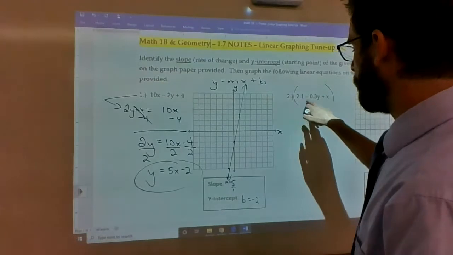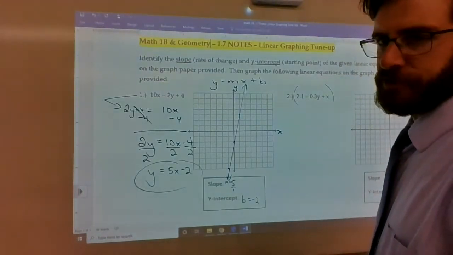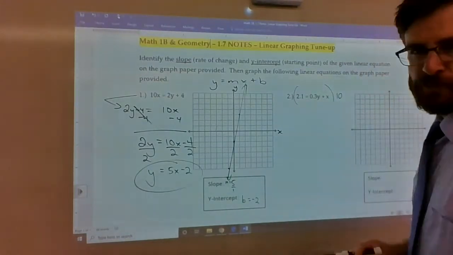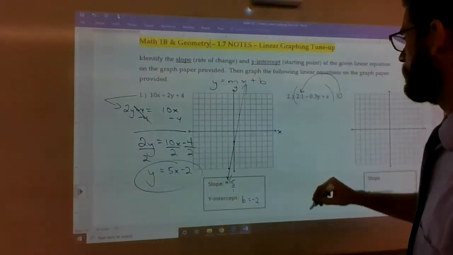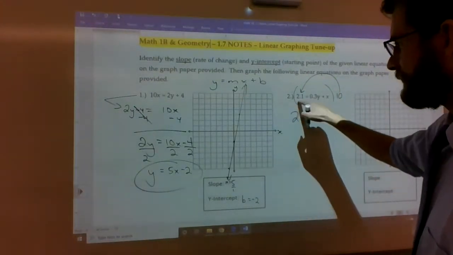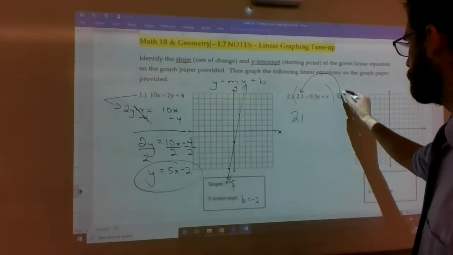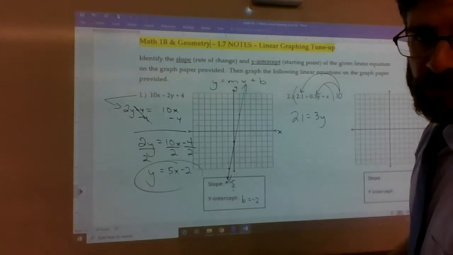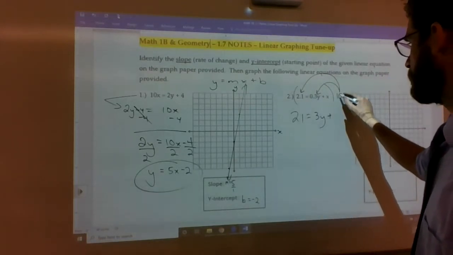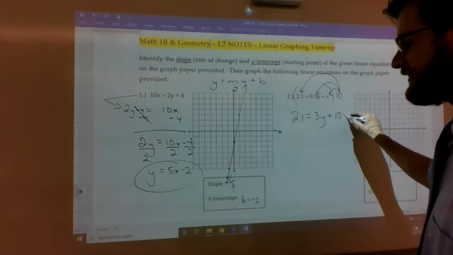When you see a problem with decimals in it, you guys know what to do. Multiply by 10 to get rid of those decimals. So you get 21 instead of 2.1, equals 3y instead of 0.3y, plus 10x instead of just x.